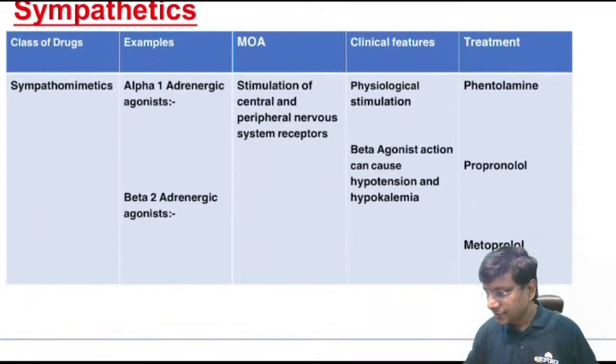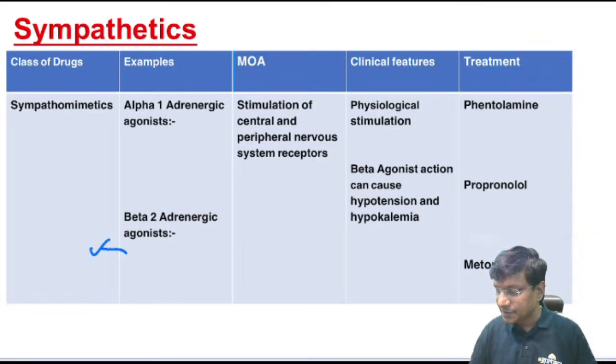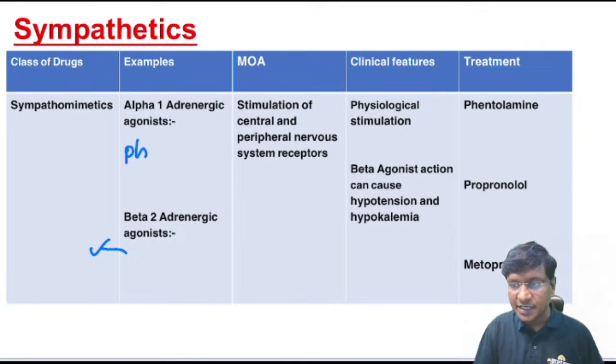Right. So if you take sympathomimetics, what are all the sympathomimetics? We have the alpha 1 adrenergic agonists and the beta 2 adrenergic agonists. The alpha 1 adrenergic agonists include phenylephrine and phenylpropanolamine, right? And the beta 2 adrenergic agonists are mainly the bronchodilators like albuterol and terbutaline.